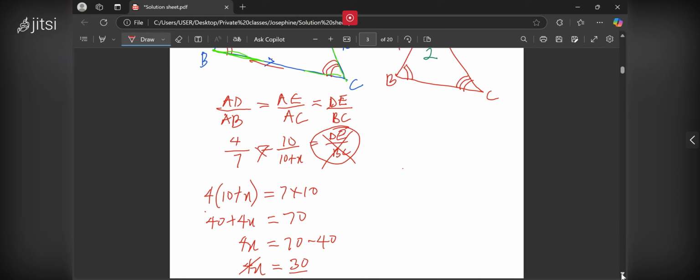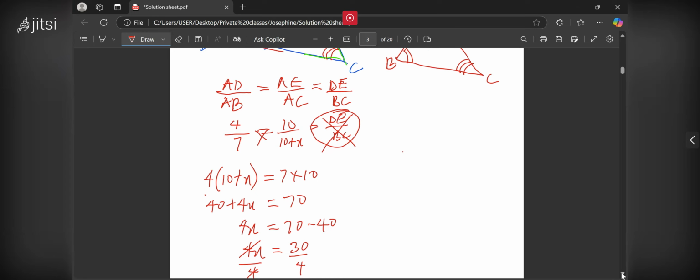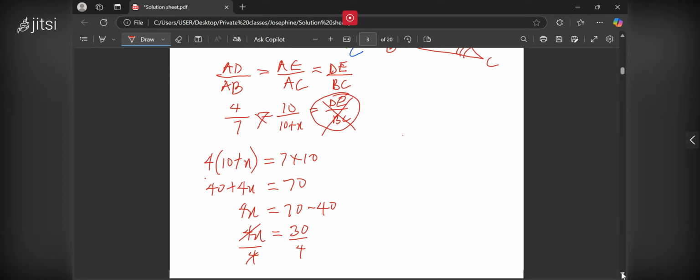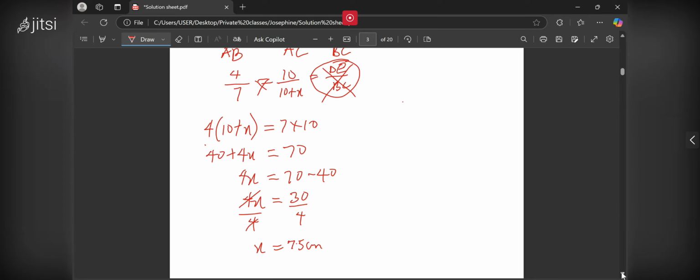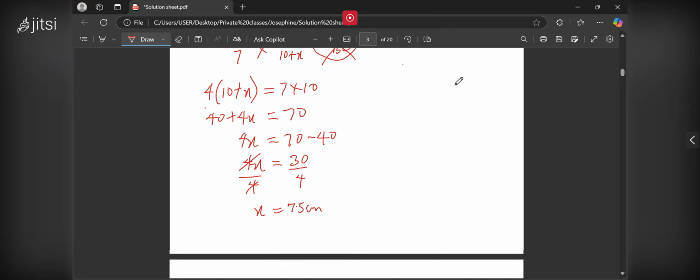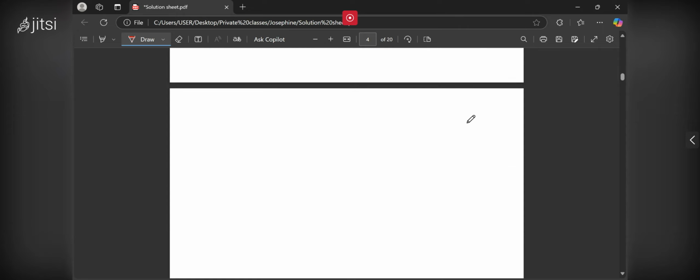If you have questions on similar shapes, you can forward them to me. Are you good to go? I think so. All right, good. Just try.